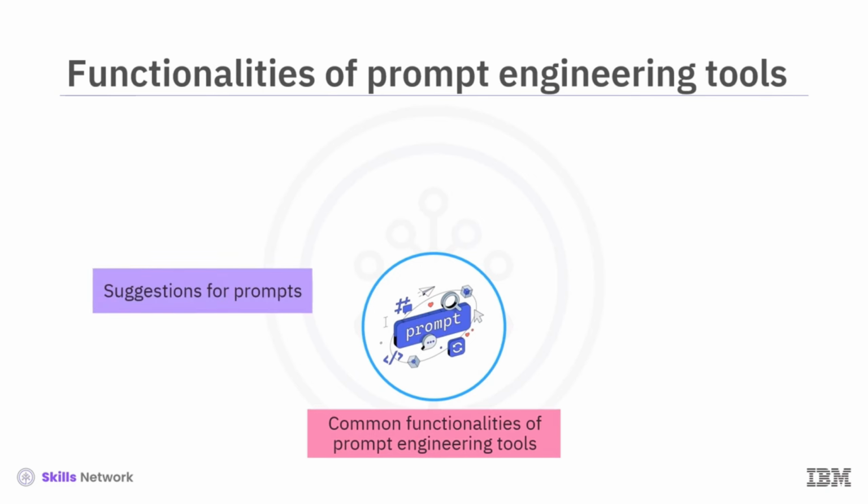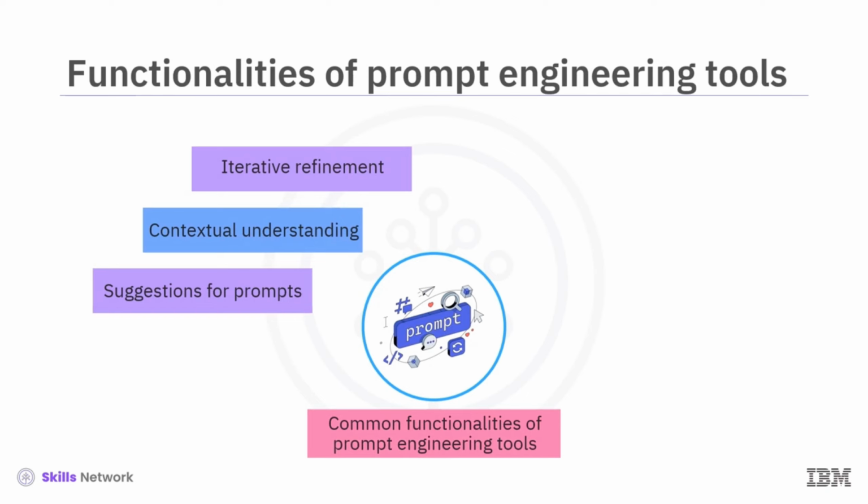Firstly, several tools for prompt engineering offer suggestions for prompts based on a given input or the desired output. Next, these tools can suggest how to structure prompts for better contextual communication. They help craft prompts that provide the necessary context for the model to understand the user's intent. You can iteratively refine prompts based on the initial responses from a tool to find the most effective prompt.